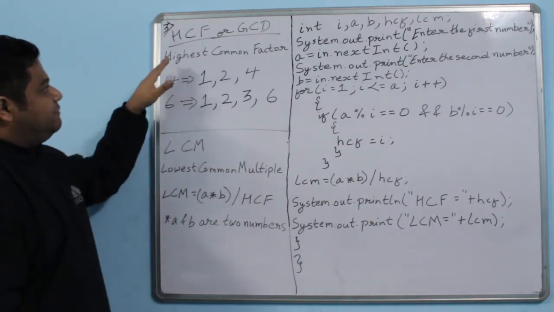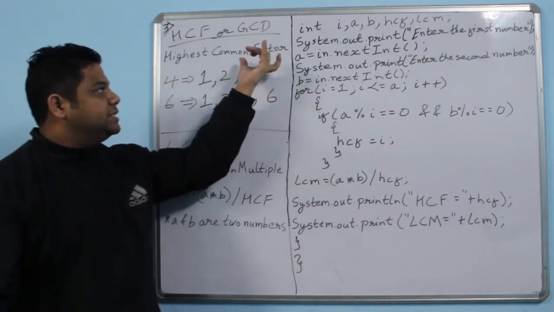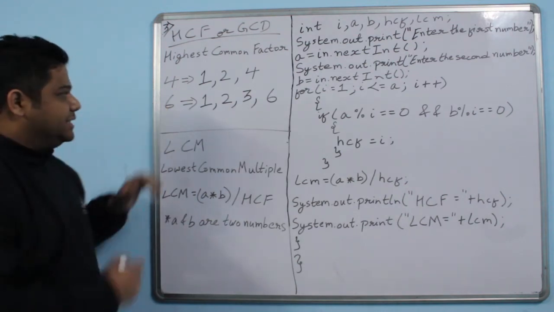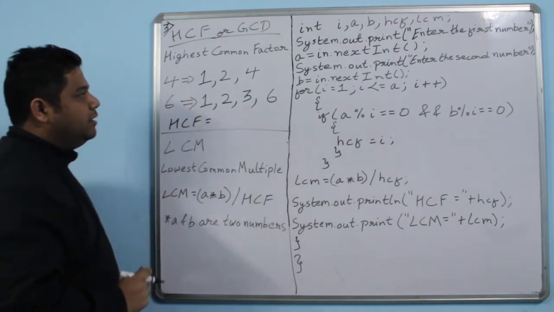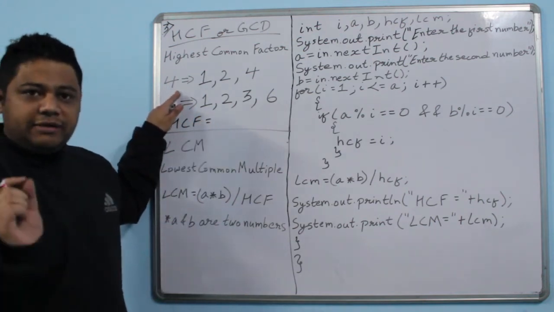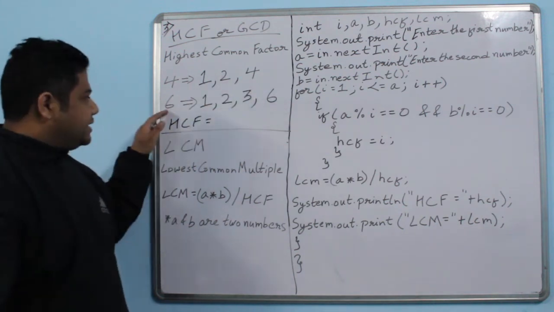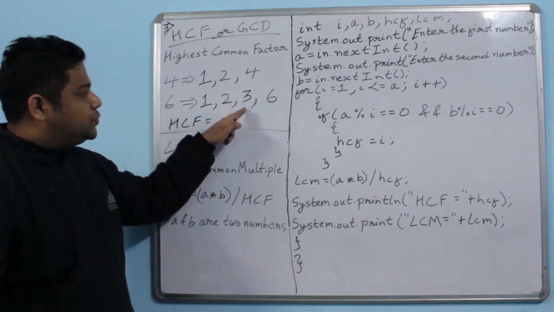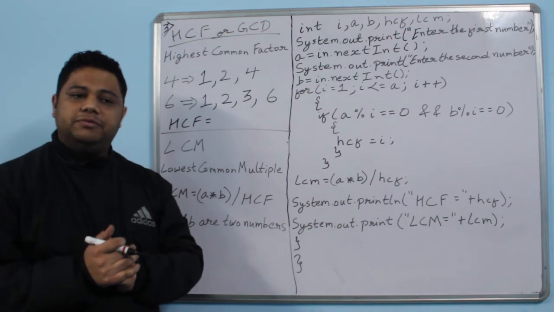So HCF stands for highest common factor. So we'll move backwards. First, let us find the factors. I have taken two numbers, 4 and 6. So we are going to find the HCF. I'll write it down over here. Factors of 4, you know what a factor is already by now. So 1, 2 and 4. And factors of 6: 1, 2, 3 and 6. So we have found the factors of both the numbers 4 and 6.